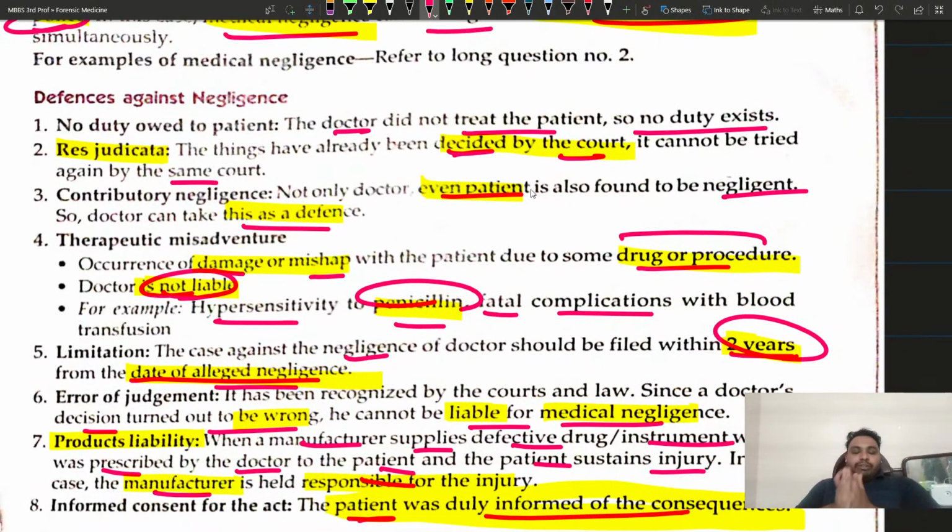Now, we know negligence has happened directly or indirectly. Whether it was your intention or not, negligence has happened. What are the defenses that you can produce against these cases of negligence?